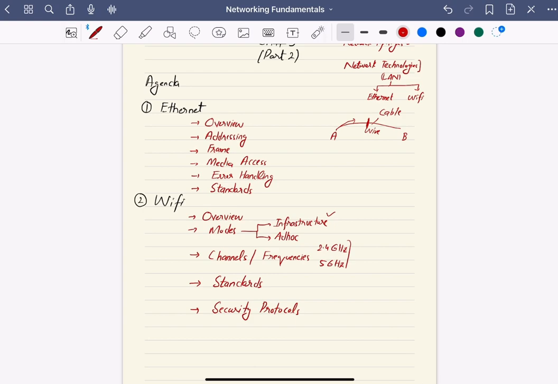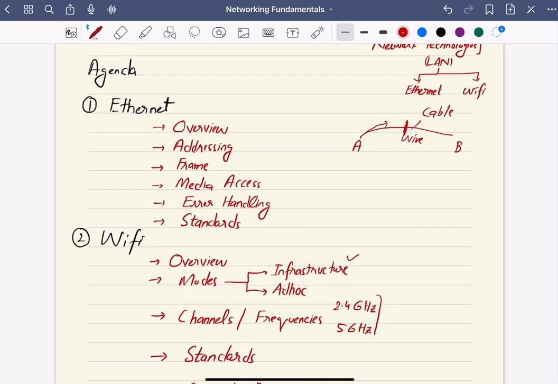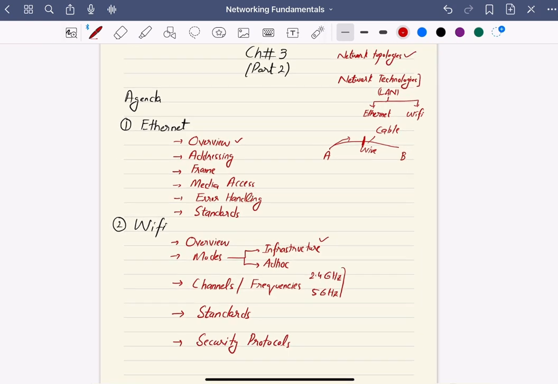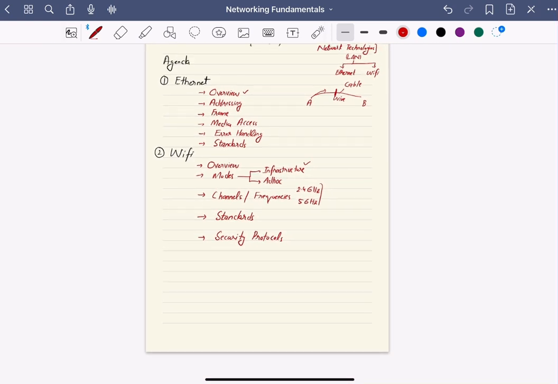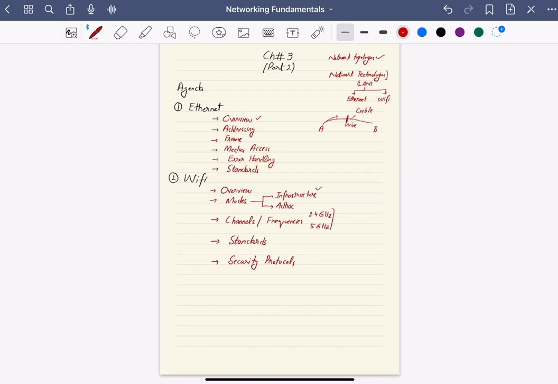Okay, so this is the plan for today's discussion in this particular video, starting with Ethernet, and then we will go all the way to Wi-Fi. So let's start with the first agenda item, Ethernet, and let me give you a quick overview of Ethernet, and then we will discuss addressing, frames and everything.